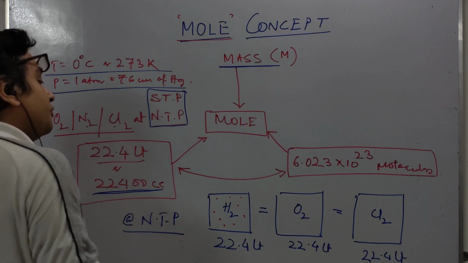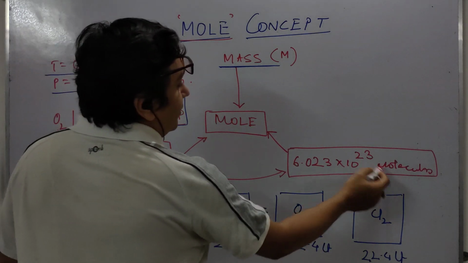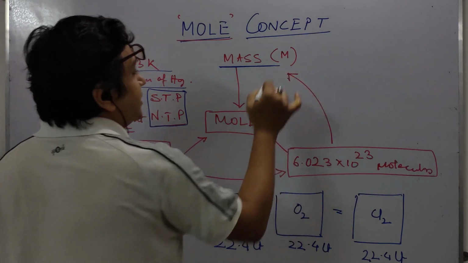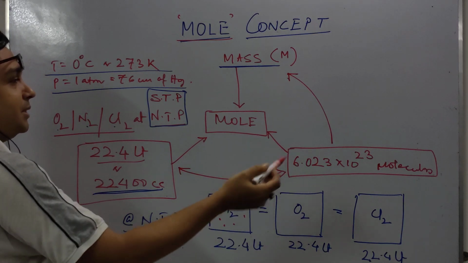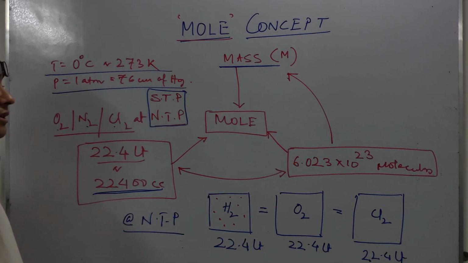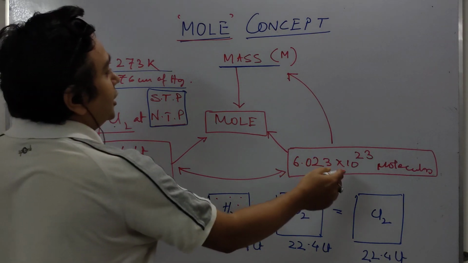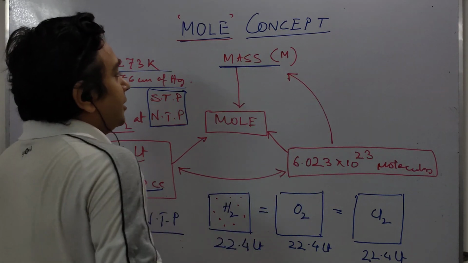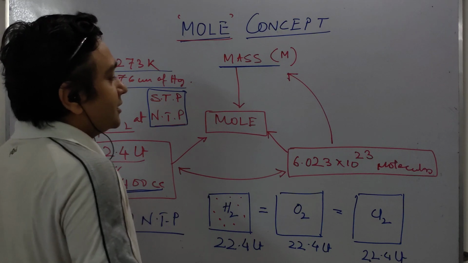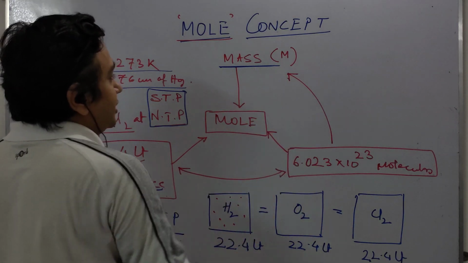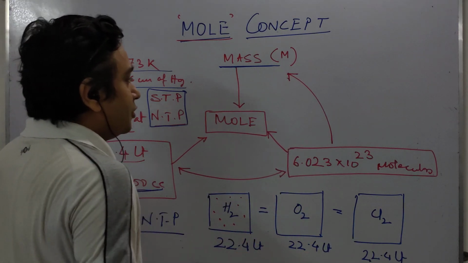Now if we want to correlate the number of molecules with the mass, then what will happen? Simply like a unitary method, we write that 6.023 10 to the power 23 molecules will have a mass that is the molecular mass. If one molecule consists of how much mass, you can easily find out.